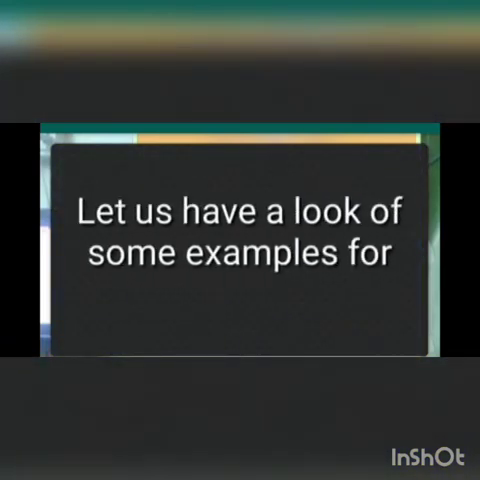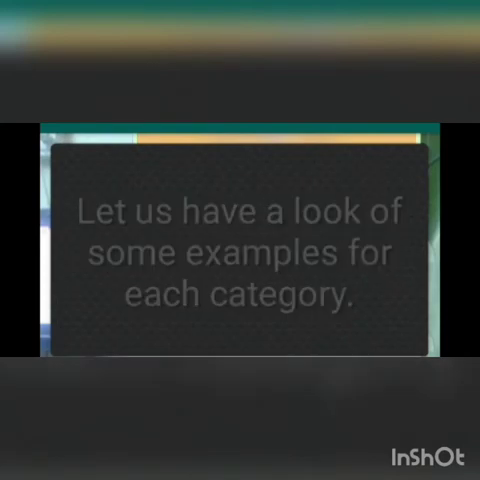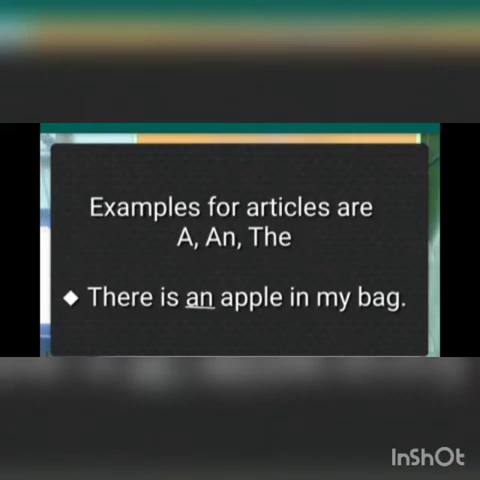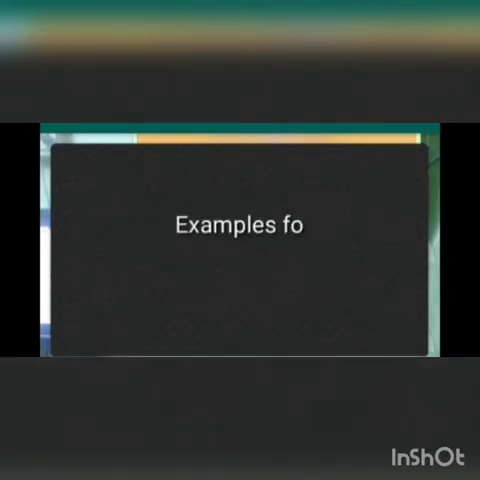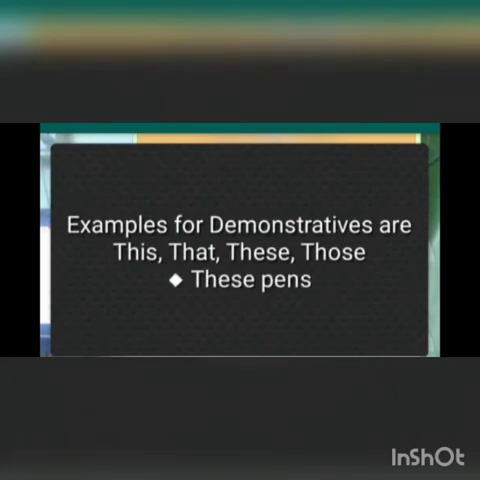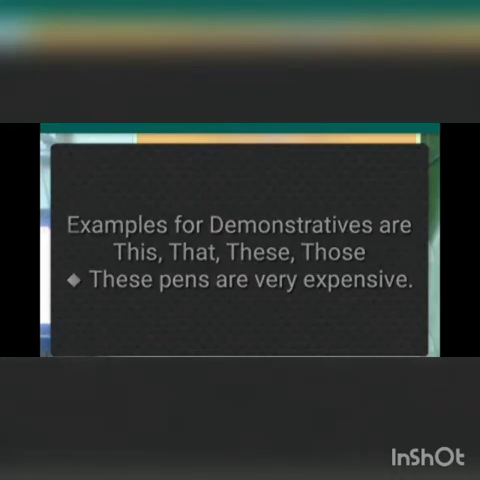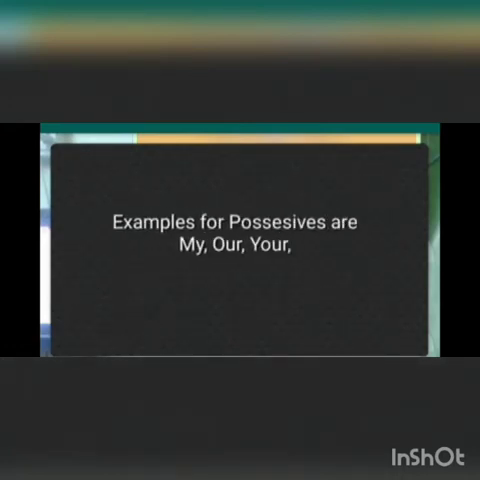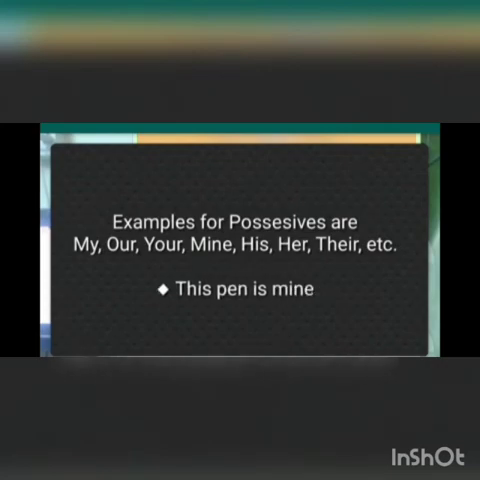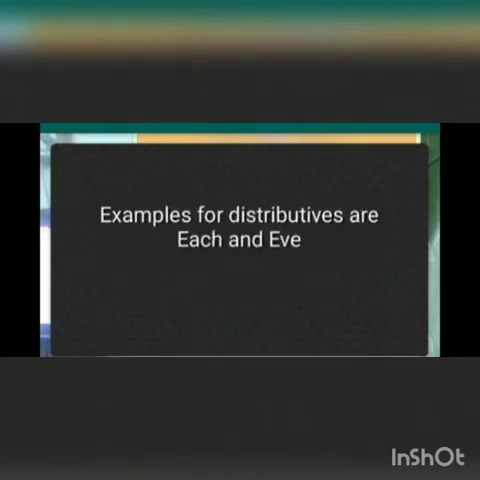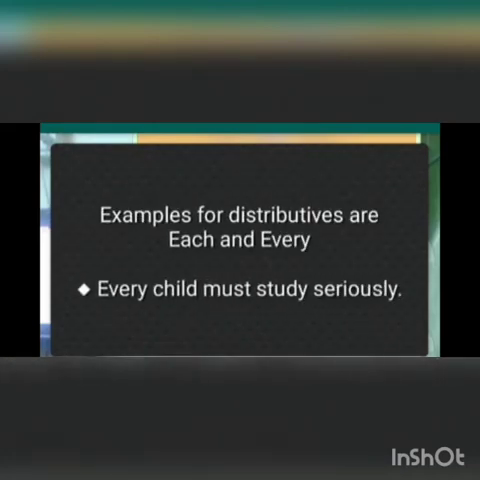Let us have a look at some examples for each category. Examples for articles are a and the. There is an apple in my bag. Examples for demonstratives are this, that, these, and those. These pens are very expensive. Examples for possessives are my, our, your, mine, his, her, their, etc. This pen is mine. Examples for distributives are each and every. Every child must study seriously.